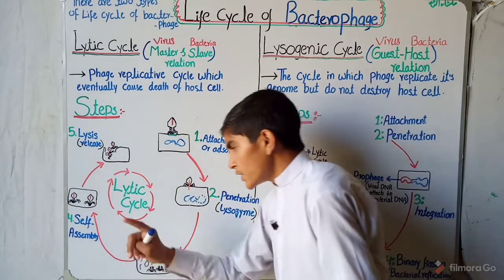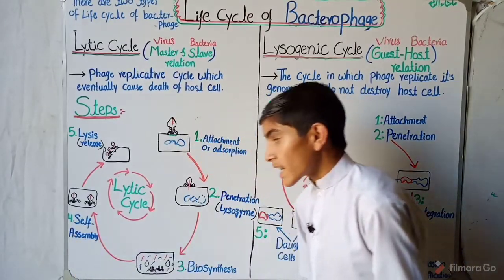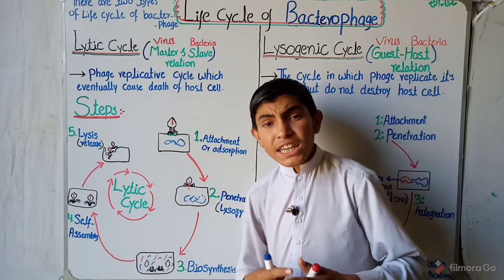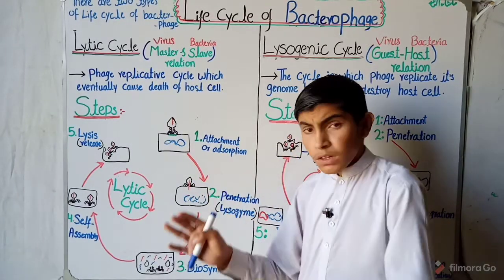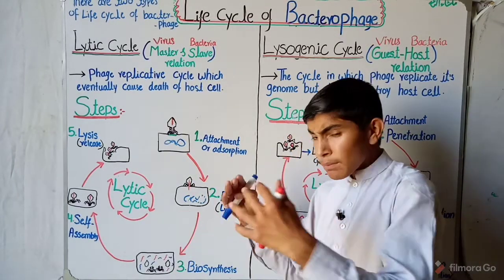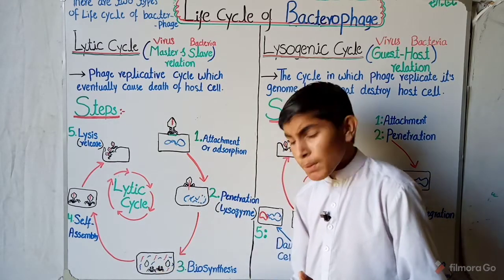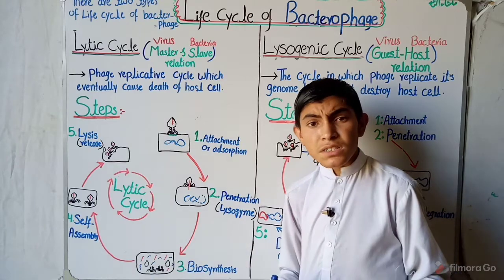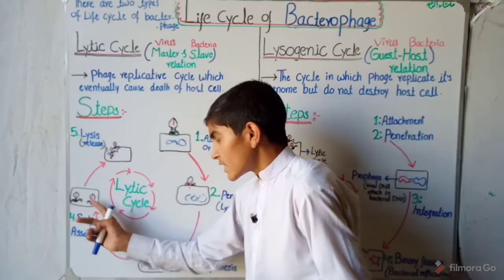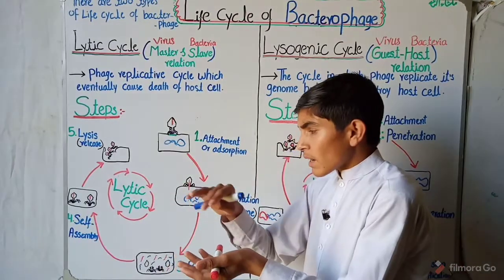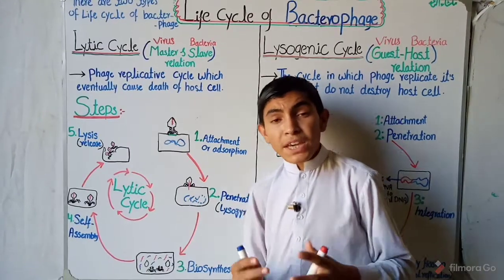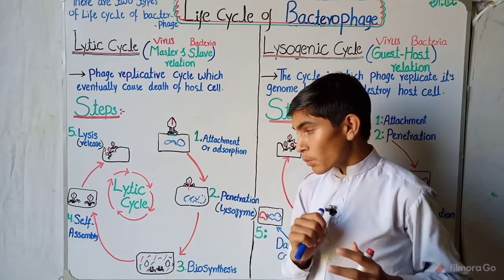After this the assembly occurs. Assembly means the combining again of the components synthesized in the biosynthesis process. So here the head, tail and tail fibers combine together and make the whole body of the virus.